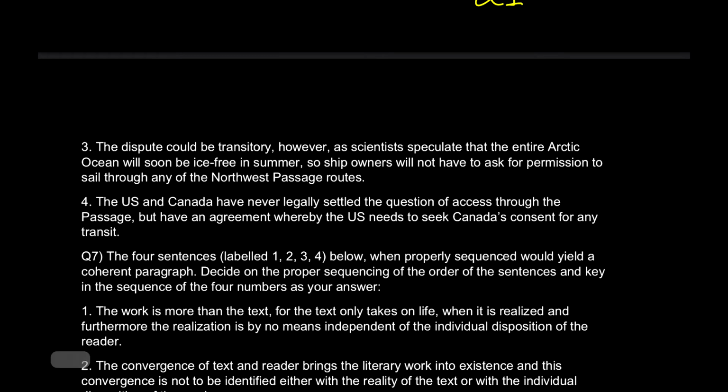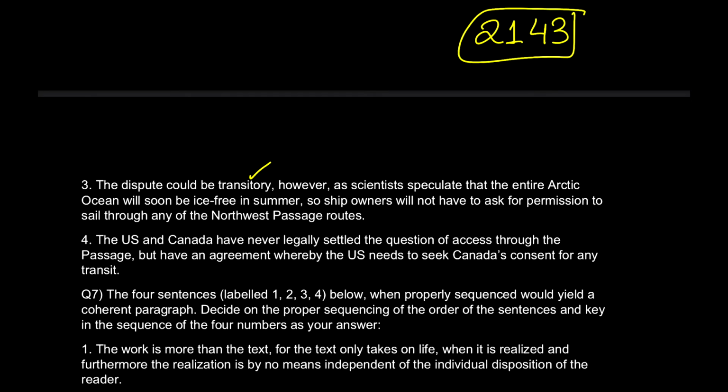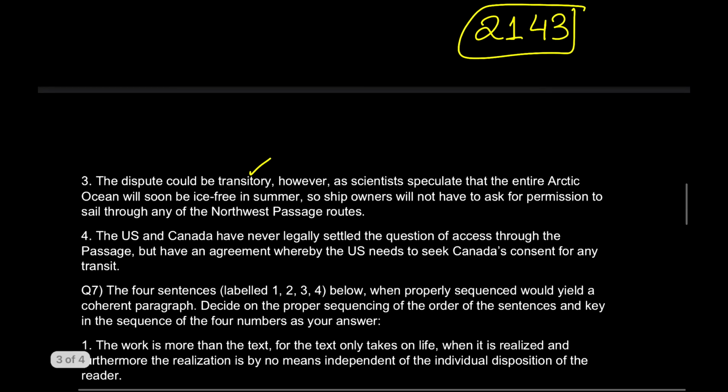The dispute could be transitory, however, as the scientists speculate that the entire Arctic Ocean will soon be ice free in summer. Let's see, this seems quite conclusive to me. So let's go to the fourth one. The US and Canada have never legally settled. Perfect continuation. It has never been legally settled, but the dispute is transitory. That is the third statement. 2143 is the correct pair.